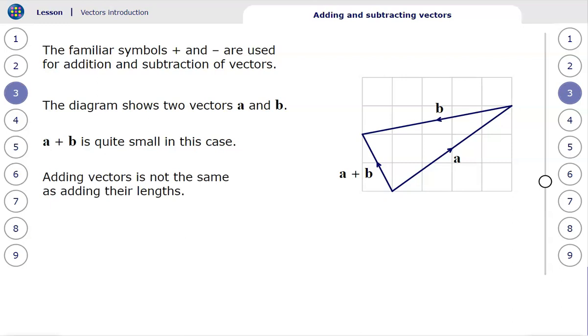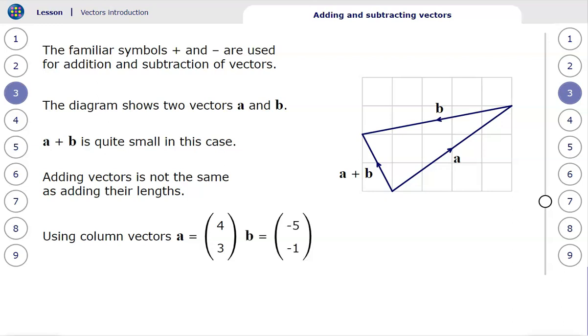Adding vectors is not the same as simply adding their lengths. We use the column vectors. The column vector for A is 4, 3. I've moved 4 across and 3 up. The column vector for B is minus 5, minus 1. I've moved 5 to the left and 1 down. The resulting vector that I end up with, A plus B, this one over here, has gone 1 place to the left and 2 places up.